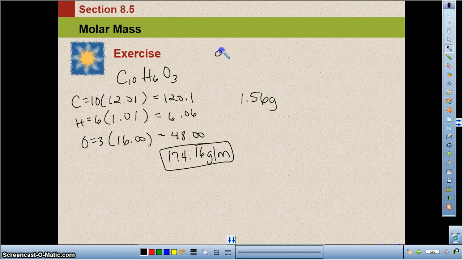So before we had our roadmap, we have grams to moles, and we have moles to molecules or atoms. And remember that we talked about how this is the pathway that you have to go. So if I want grams to molecules, I have to go through moles. Molecules to grams, you have to go through moles. So where we're at is at grams, and we want to get to moles.